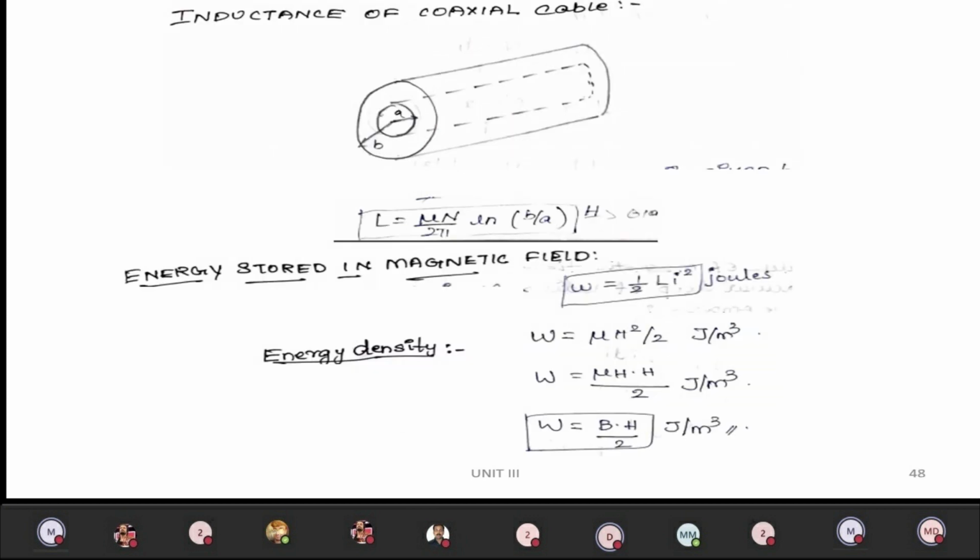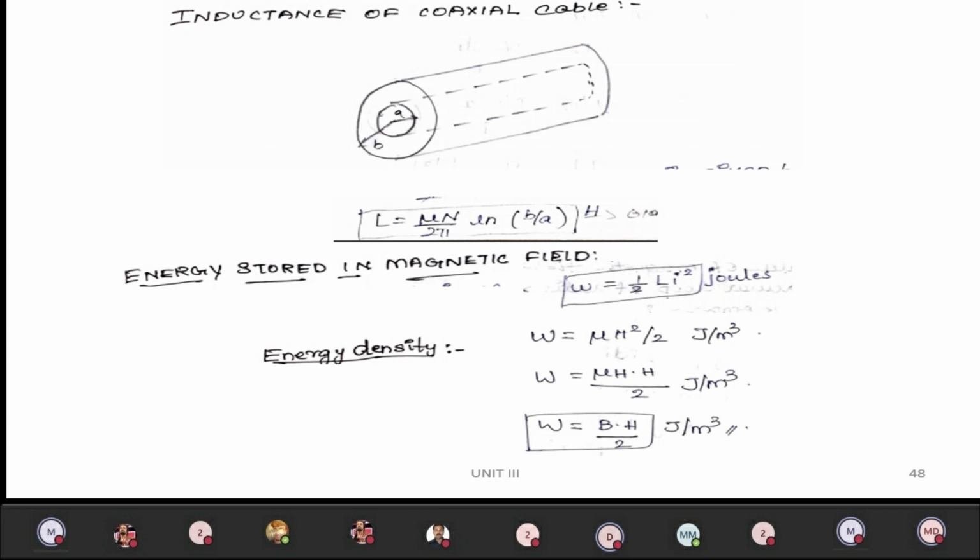Then the inductance of the coaxial cable. When you go for a coaxial cable, L is the inductance of one cable over another cable. So what will be the inductance? L equals mu n divided by 2 pi ln of b by a.